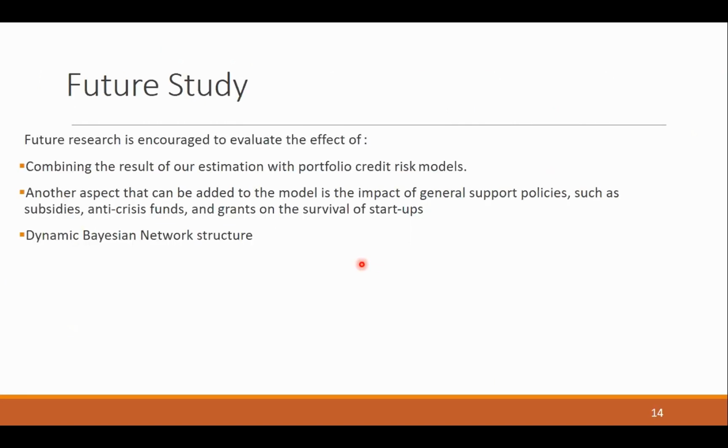Now we want to talk about future study. Future study is encouraged to evaluate the effect of combining the results of our estimation with a portfolio credit risk model. Another aspect that can be added to the model is the impact of general support policies such as subsidized anti-crisis funds and grants on the survival of startups. And the last one is using a dynamic Bayesian network structure.